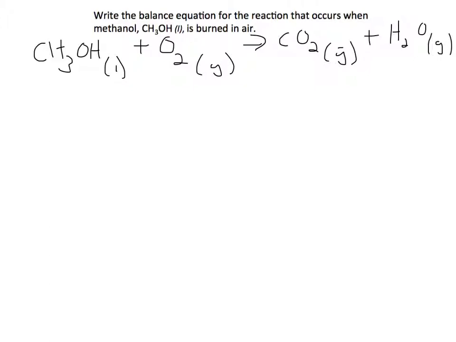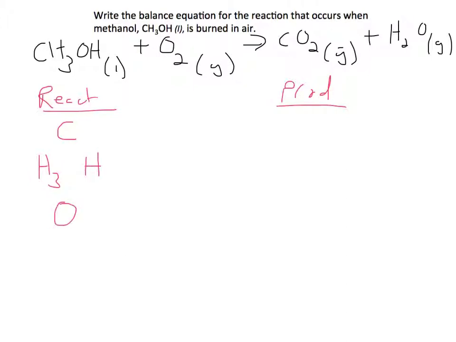So at that point we can just balance the equation, and so we need to write out our reactants and our products and then balance those. So here we have a carbon, we have an H3 and an H, and we have an oxygen and we have an O2. On this side we have a carbon, we have H2, and we have an O2 and an oxygen. So at that point we just need to go through and balance it.